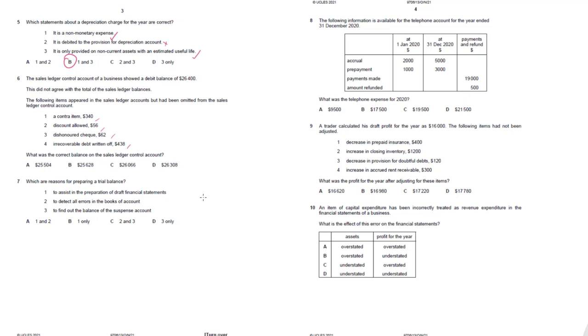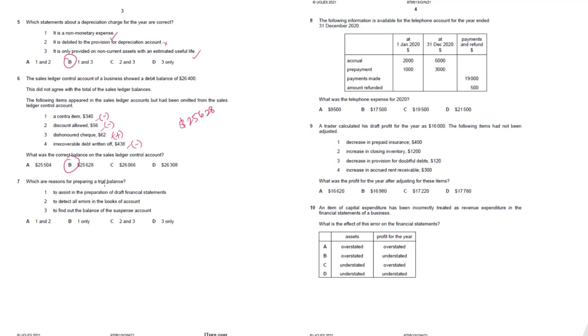What is the correct balance on the sales ledger control account? So start with 26,400, subtract 340, subtract 56, add back the dishonored check, and subtract the irrecoverable debt. So we get 25,628. 6B.